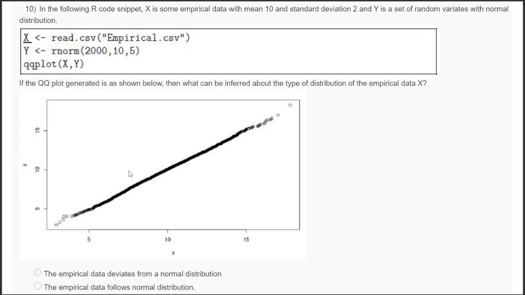When they are linear in fashion, it's intuitive that the given data is following the normal distribution.